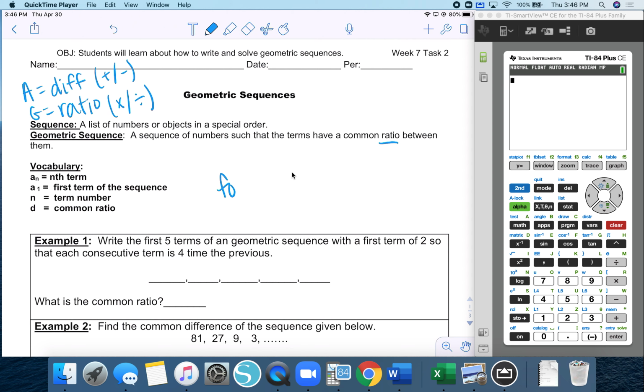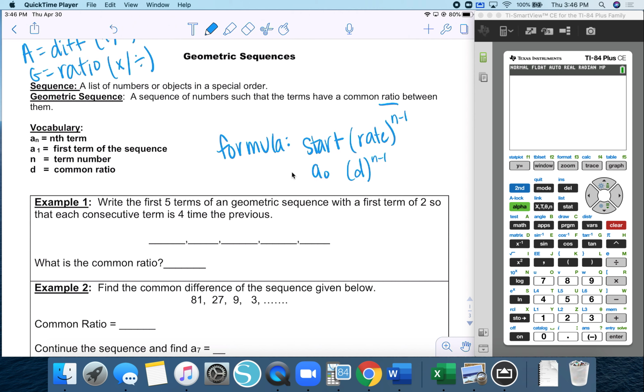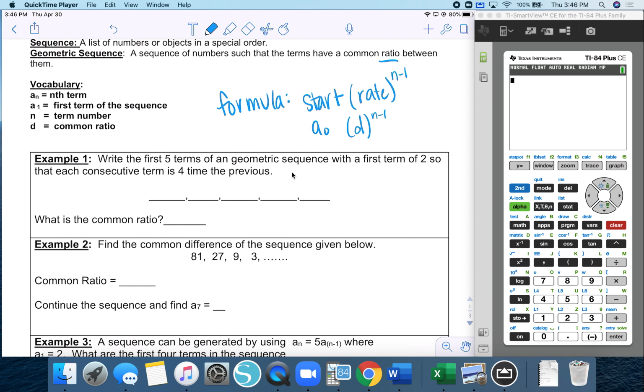My formula for geometric sequences is going to be my start, or my A to the 0, times my rate, so my common difference, raised to the n or x minus 1. Now, the reason it's n minus 1 is because it is an exponential function. So you can have a 0 term, but you can't have a -1 term.